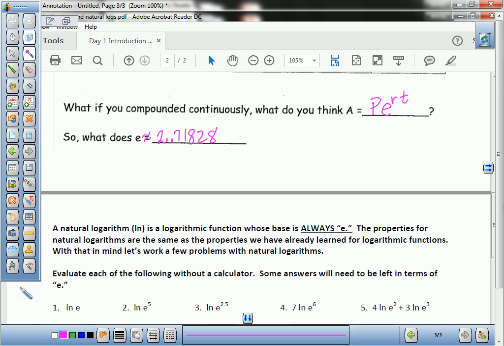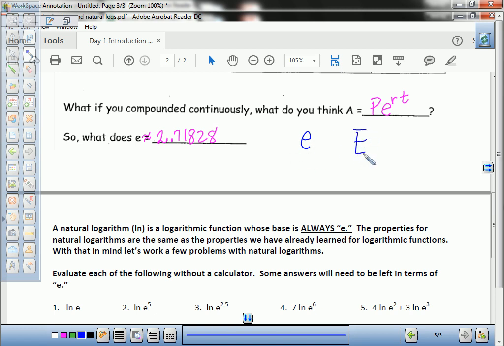Now, let's have a little discussion about e and our calculator. It is Pert. It used to be, when I first started teaching, there was a shampoo called Pert. It was green. It had an interesting scent. But I don't think Pert exists anymore. But e is our new number.